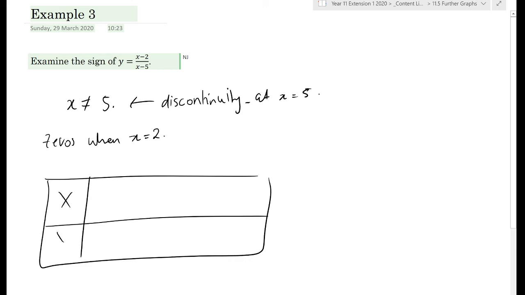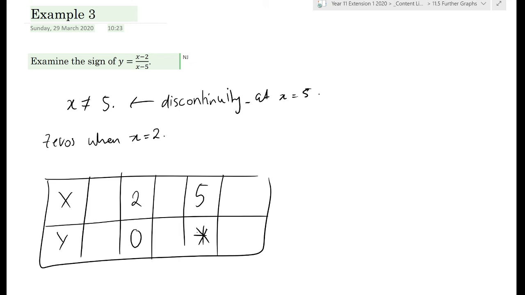I'm going to have my x and I'm going to have my y. Now when I put in my values this time, I'm going to put my 0 where it's 2, and I'm going to put my discontinuity. The thing that we put for a discontinuity is just a little star, so that just verifies that that's a discontinuity. There's no sign there, and it's not 0 either, because there's no value that makes that equation true for that value of x. Now we need to pick some values to put in either way. So I'm going to pick 0, 3, and 6.